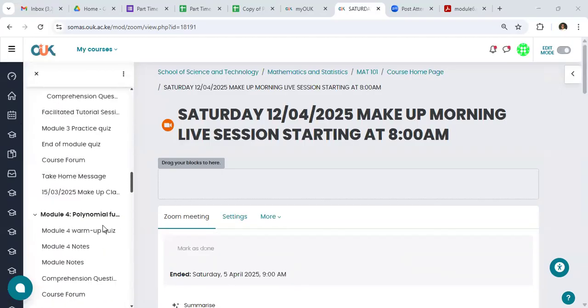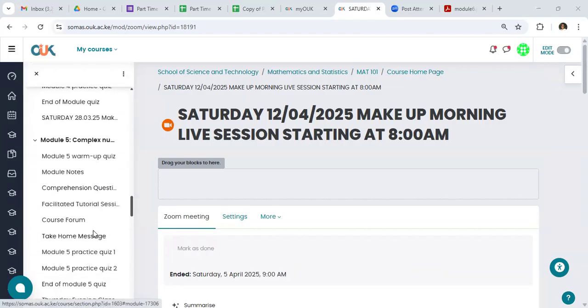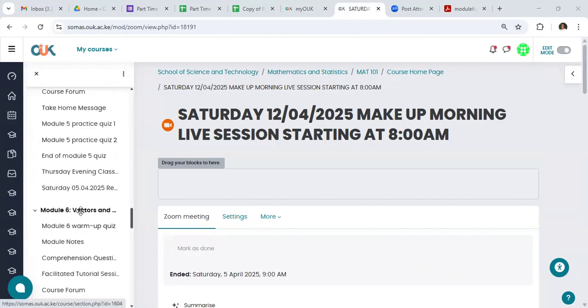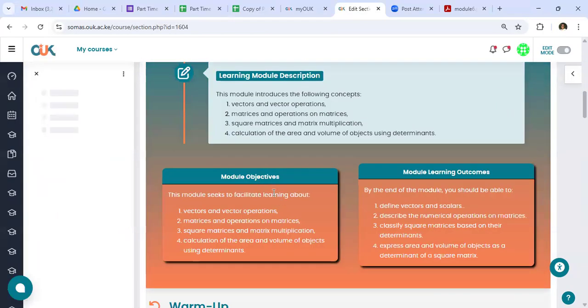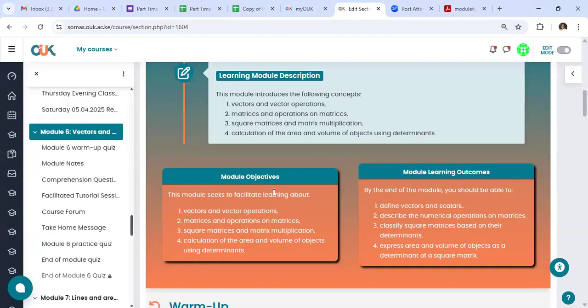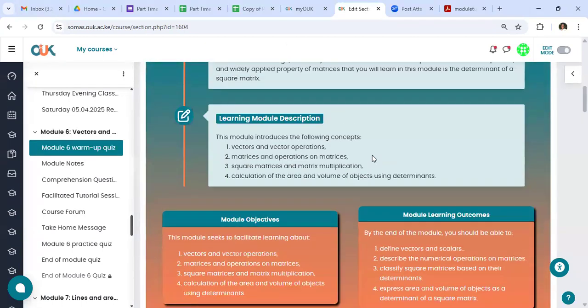So module 6. Let me just use the notes for a quick review. These are not new concepts to us, so it's just a quick review so that it can help you go through the learning activities given.